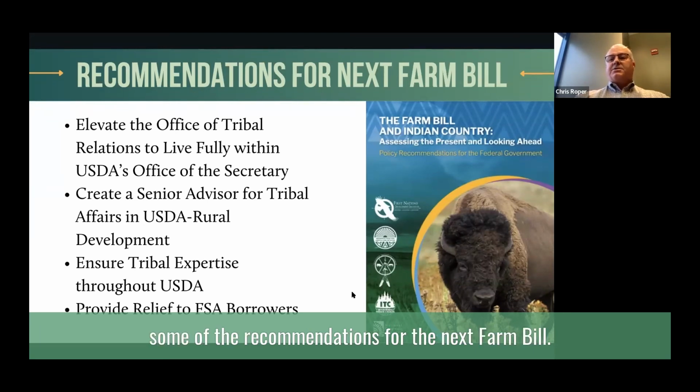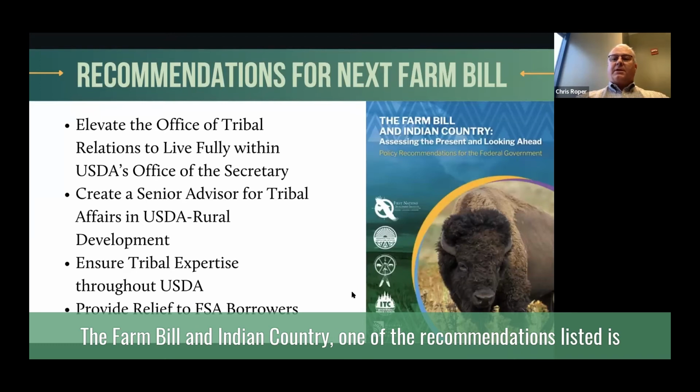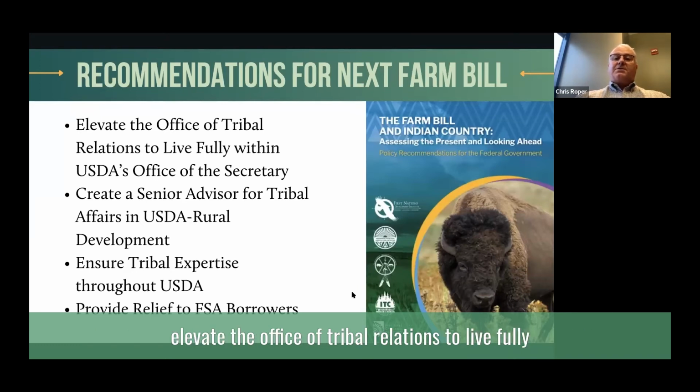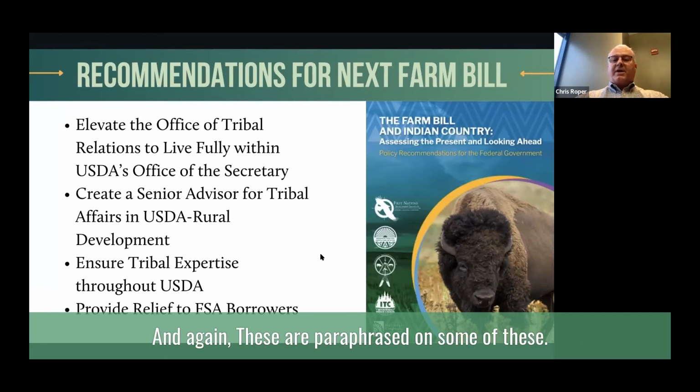Some of the recommendations for the next farm bill as outlined in the NCAI document that you see off to the right, the farm bill in Indian country. One of the recommendations listed is elevate the Office of Tribal Relations to live fully within USDA's Office of Secretary, create a senior advisor for tribal affairs and USDA rural development, ensure tribal expertise throughout USDA. Again, these are paraphrased on some of these. And provide relief to FSA borrowers.